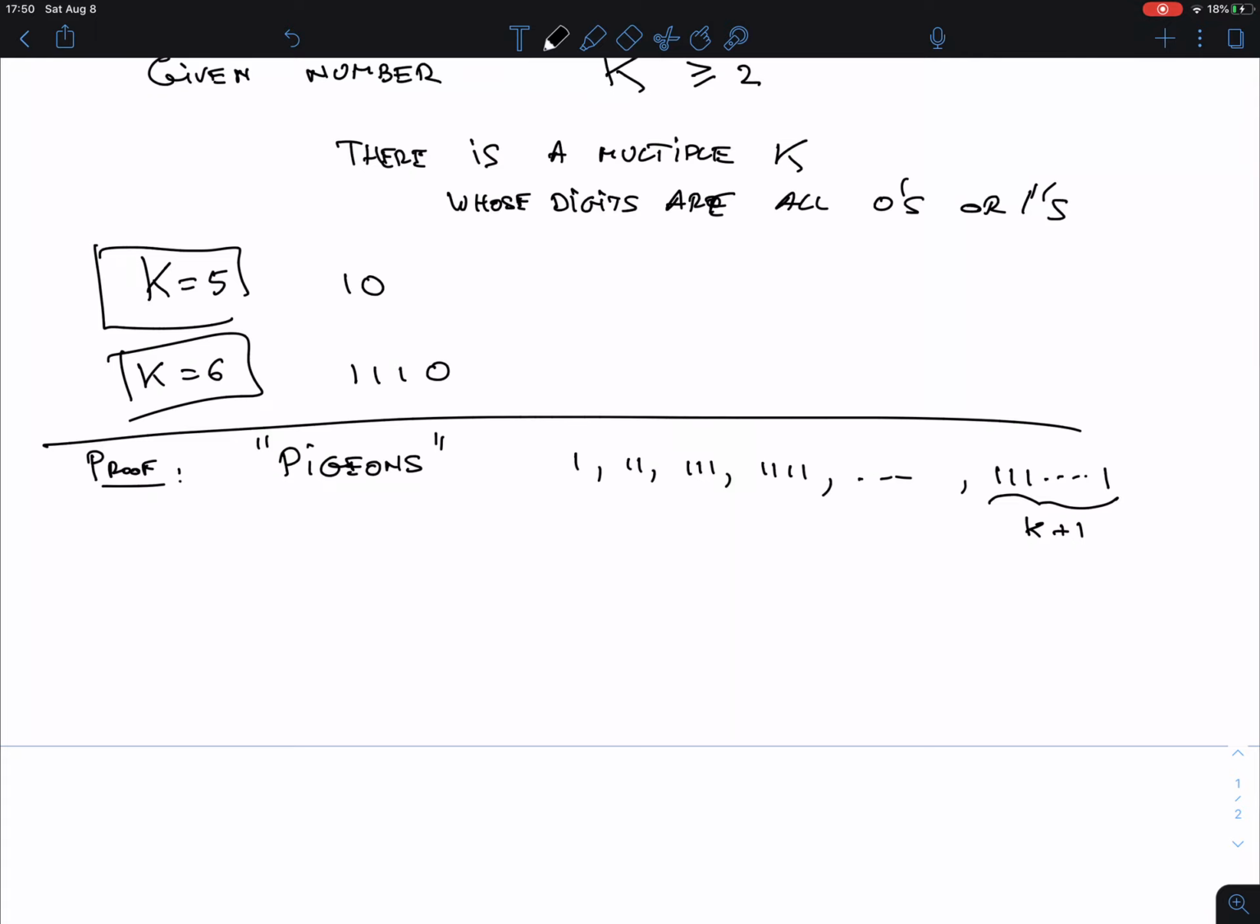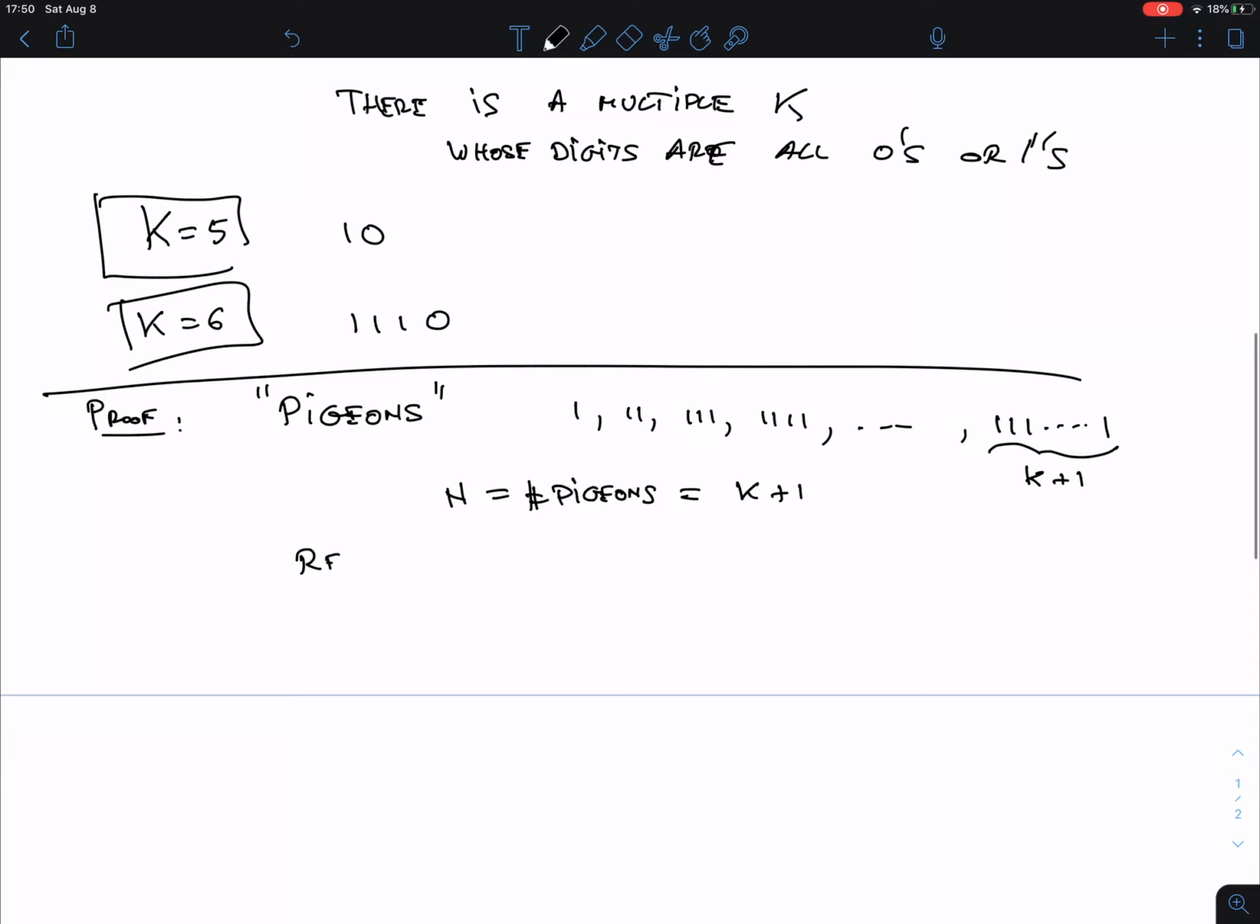So the number of pigeons, n, I'm going to always use capital N for the number of pigeons. The number of pigeons here is, well, there's 1, 2, 3, up to k plus 1. Do you agree with that? Okay. Now, the residues or remainders mod k. Sorry, I should have said this, these are going to be my holes.